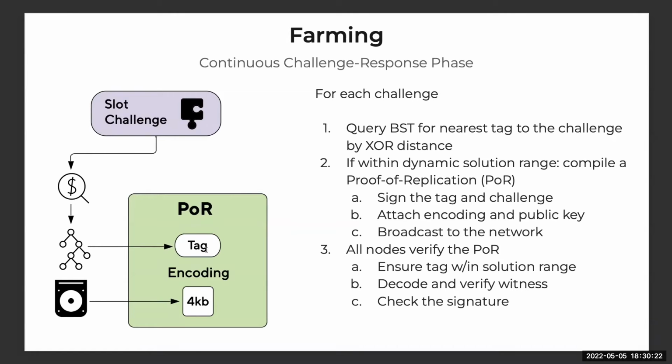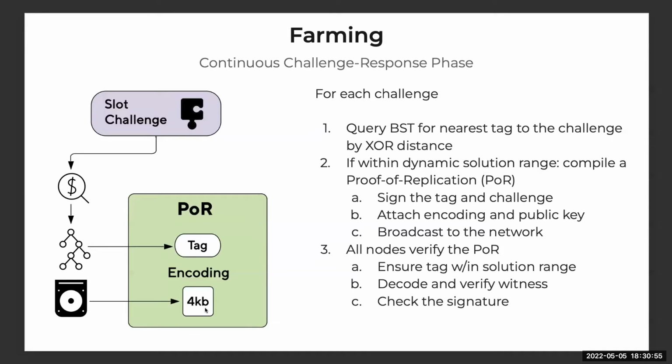And the proof of replication consists of the tag, the encoding, which we need to read from disk. We're going to sign them using the same key we use to create the plot. So there's a cryptographic linkage between the plot and the identity who's generating this proof. And we're going to broadcast that. And then if anybody wants to validate this, they just decode the encoding. The encoding actually contains a witness, like a Merkle proof. The piece contains a Merkle proof that we can verify this was actually part of the blockchain history.